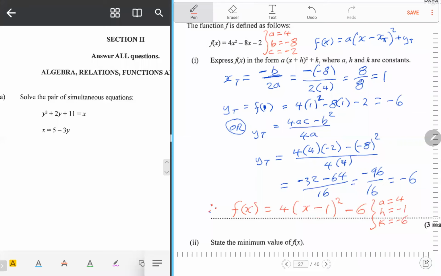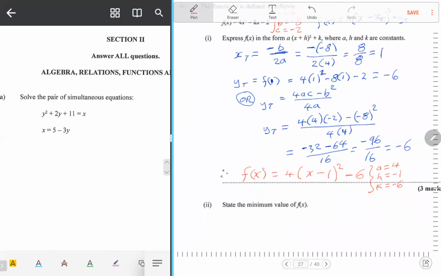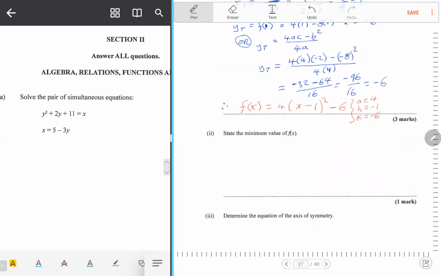All right, moving down. Let's say state the minimum value. Why do they say state? Because they say no calculation needed. The minimum value now is this. Why is this a minimum value? It's a minimum value because this part that you're adding can only be positive or 0 because of the square. So you'll always be adding something to -6. So -6 is the lowest value.